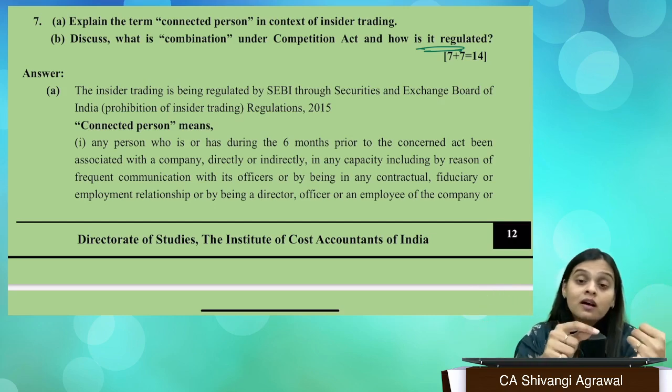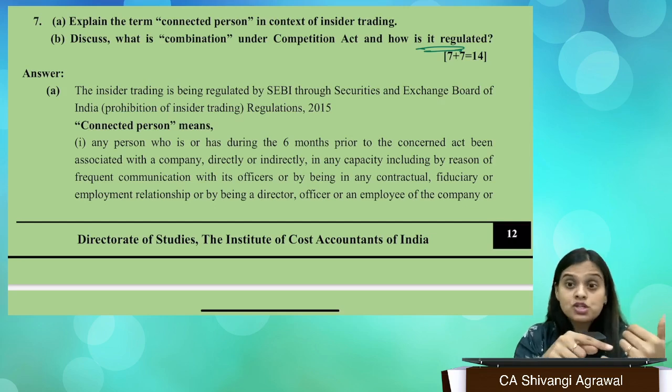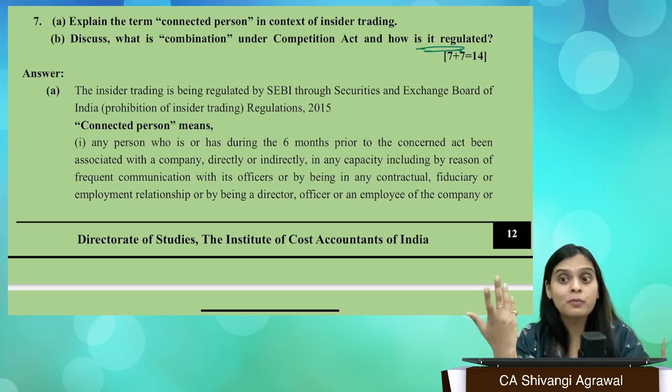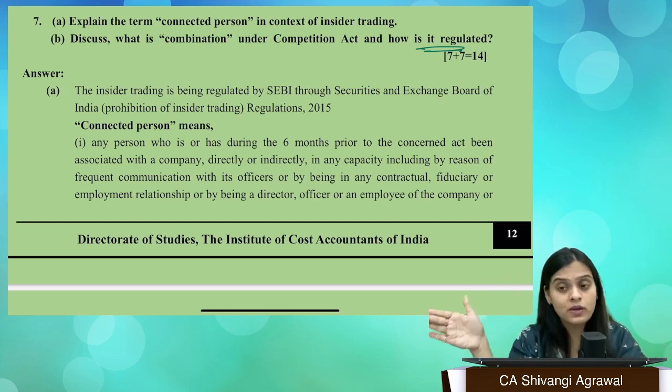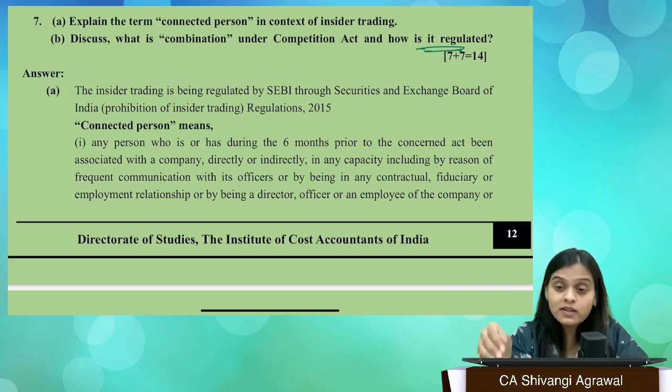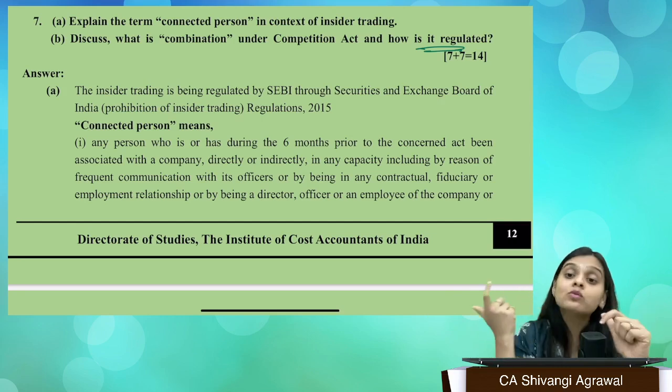So we have read about regulation of combinations. We have also read about investigation into combinations, right? Orders against combination, penalty. And there are a lot of things that we have read about combination. So here what they're asking is about regulation. What is regulation? How is it being regulated?